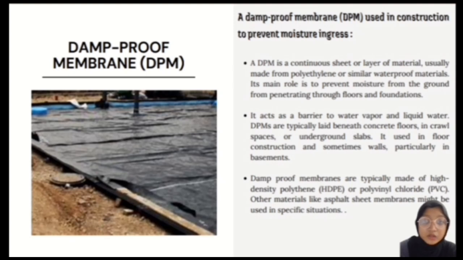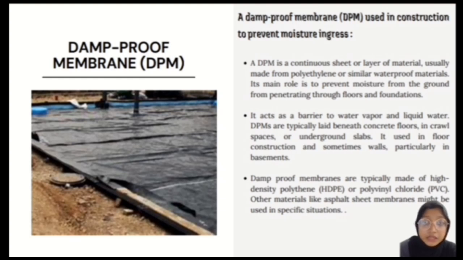A DPM is a continuous sheet or layer of material usually made from polyethylene or similar waterproof materials. Its main goal is to prevent moisture from the ground from penetrating through floor and foundations. It is a barrier to water, both vapor and liquid water. DPM are typically laid beneath concrete floors, in cold spaces, or underground slabs. It is used in floor construction and sometimes walls, particularly in basements.